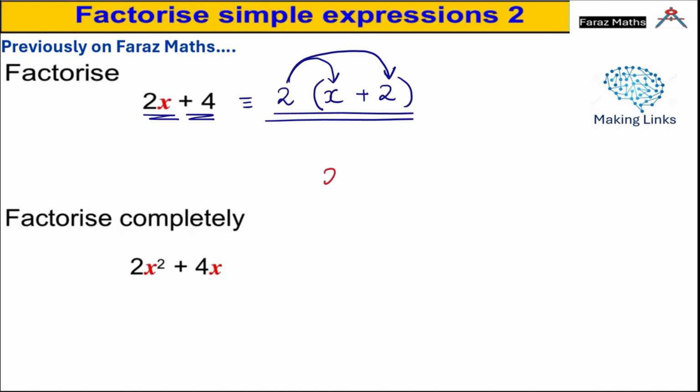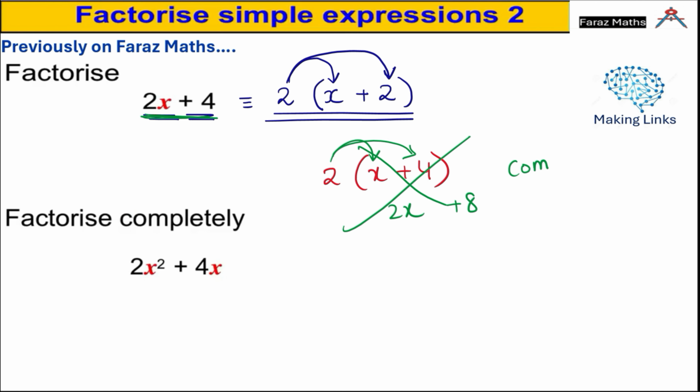The common mistake the students make in these types of questions is that they do it like this: 2 bracket x plus 4. But if you double check it, 2 times x is 2x and 2 times plus 4 is plus 8, and that's not the given expression. So you must avoid this kind of mistake. That's the common mistake.